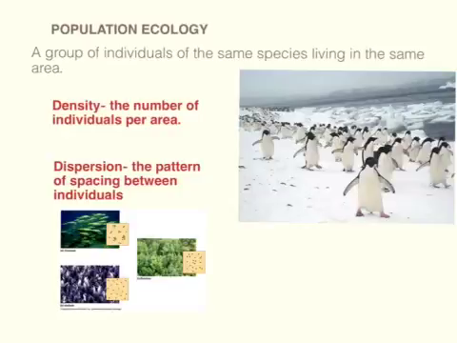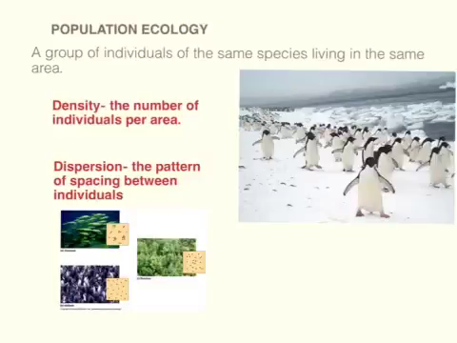So population ecology is a group of individuals of the same species living in the same area. And in population ecology, there's density, which is the number of individuals per area. So the number of individuals in a particular area, or the amount of land there is. And there's also dispersion, and this is the pattern of spacing between individuals.